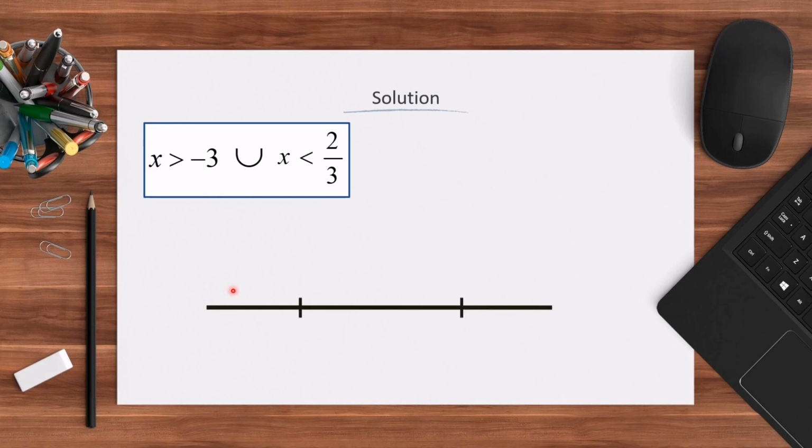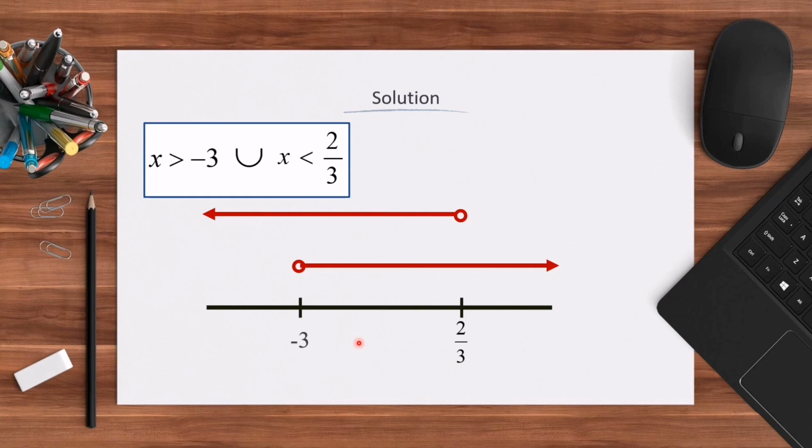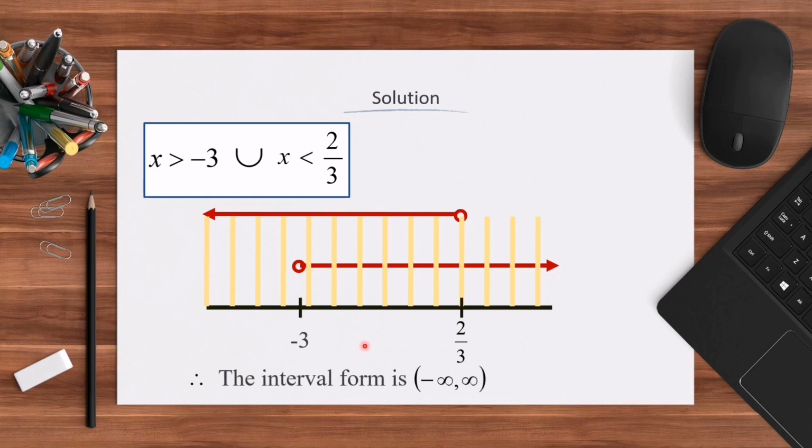The number line should be starting from negative infinity, negative 3, 2 over 3, infinity. Now, first we draw x more than negative 3, like this. And then we draw x less than 2 over 3, like this. The operation union is either one, meaning that the region should be like this. So, finally, the interval form is negative infinity, infinity.